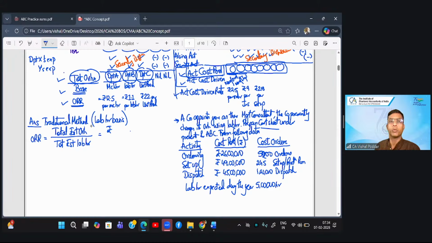Now, from this question, you have to do both traditional method and ABC method. Cost sheet details will be given. I have not given over here, that you'll get in the actual sum. But before you prepare cost sheet, you need the overhead charging rate. Now, students, tell me what is the numerator and what is the denominator for the traditional method from the given data. Students, numerator, denominator from the given data.